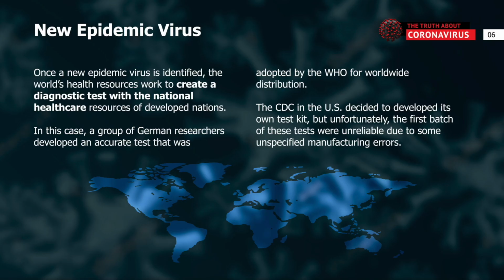Once a new epidemic virus is identified, the world's health resources work to create a diagnostic test with the national healthcare resources of developed nations. In this case, a group of German researchers developed an accurate test that was adopted by the WHO for worldwide distribution. The CDC in the US decided to develop its own test kit, but unfortunately, the first batch of these tests was unreliable due to some unspecific manufacturing errors.